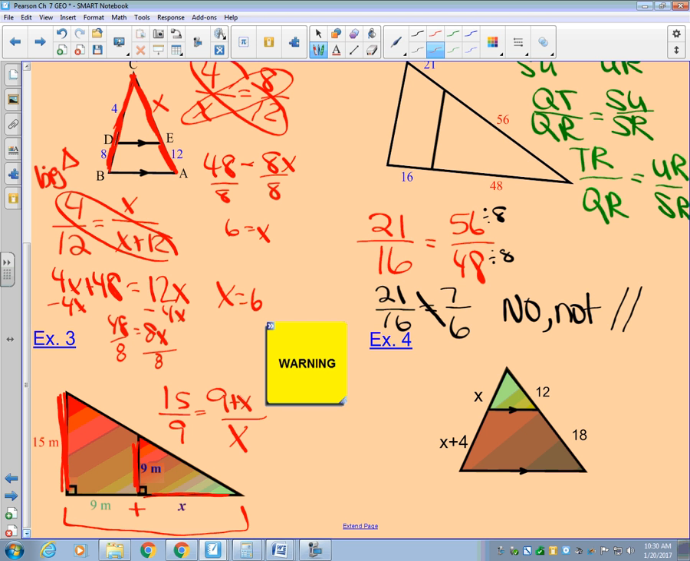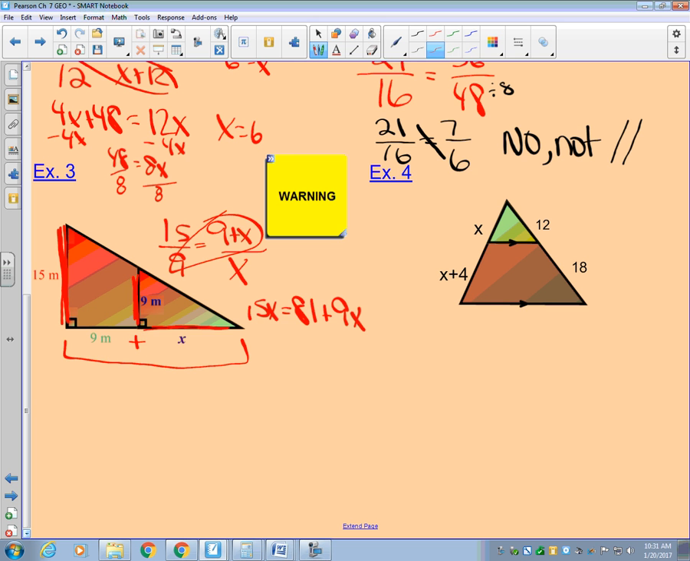Little distance there. So we cross multiply, we get 15x equals 81 plus 9x. We subtract 9x's from both sides, and we get 6x equals 81. I divide 81 by 6, and through the magic of, I already did this ahead of time, we get 13.5.